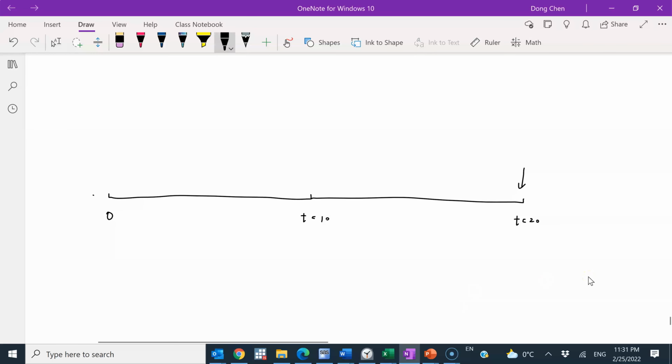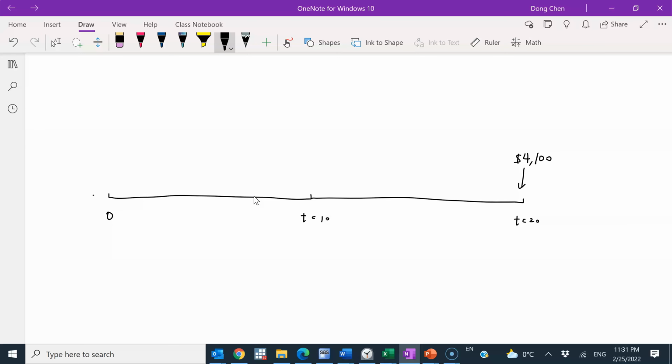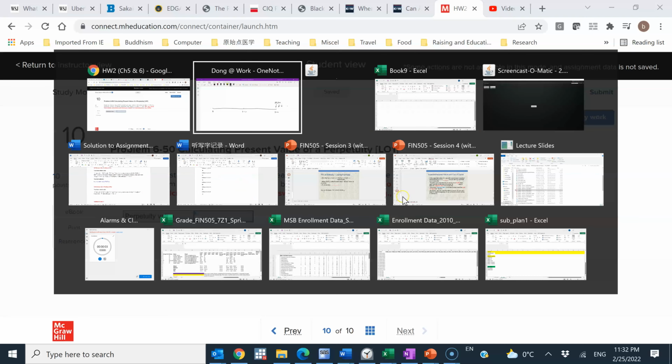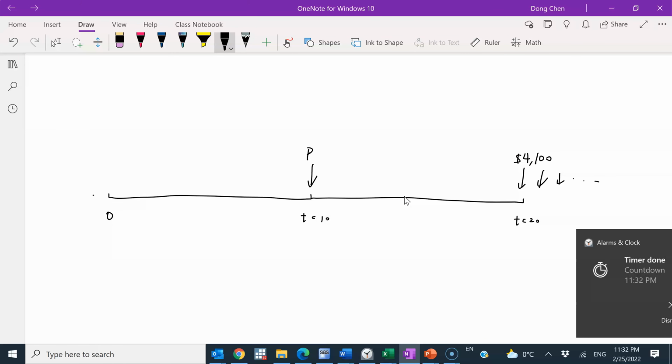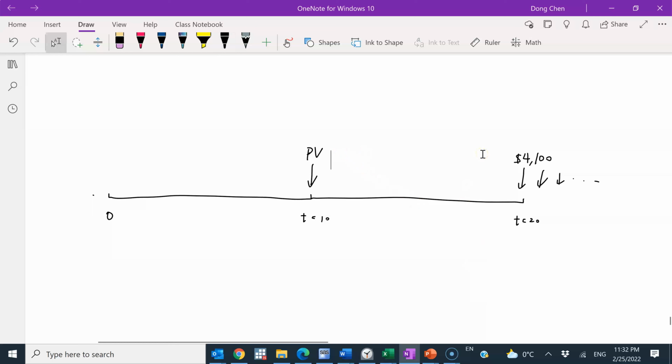This will be 4,100. That's the payment, and it will be a perpetual, which means this continues forever, the same amount. And it's asking us what is the value at date t equals 10 of this perpetuity. It's basically asking us what is the present value here. So we can call this PV 10.